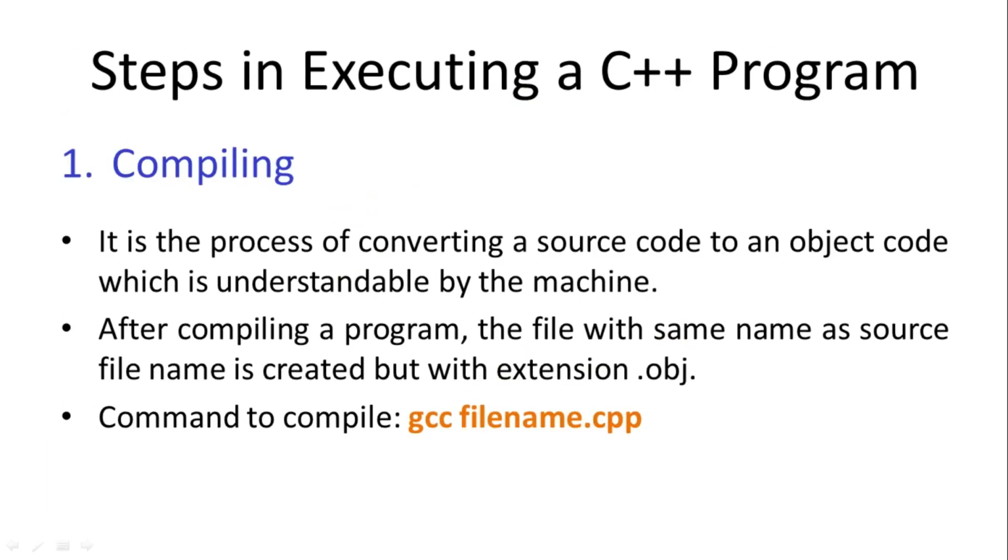Steps in executing a C++ program. For example, you are now actually typing a program and you want to get the output of that program. So the steps for execution of a program like this: first step is the compilation. Compilation is the process of converting a source code to an object code which is understandable by the machine.